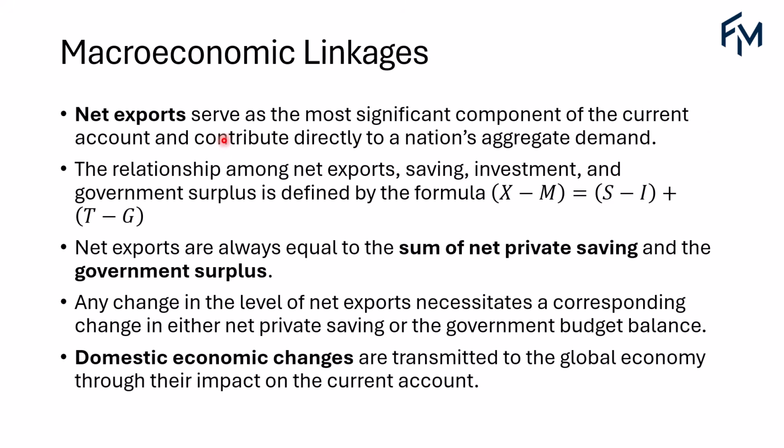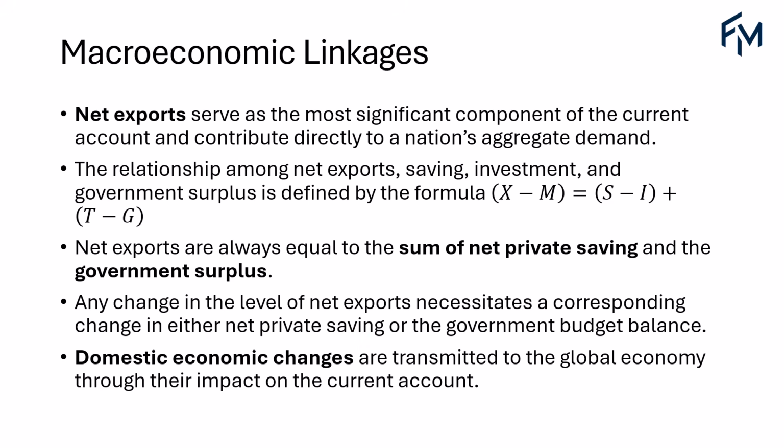Net exports are typically the most significant part of the current account and contribute directly to a nation's aggregate demand. National income accounting shows that net exports, X minus M, are equal to net private saving, which is S minus I, plus the government surplus, T minus G. Because of this relationship, any change in net exports requires a change in either private saving, the government surplus, or both. This is how domestic economic changes are transmitted to the rest of the world.